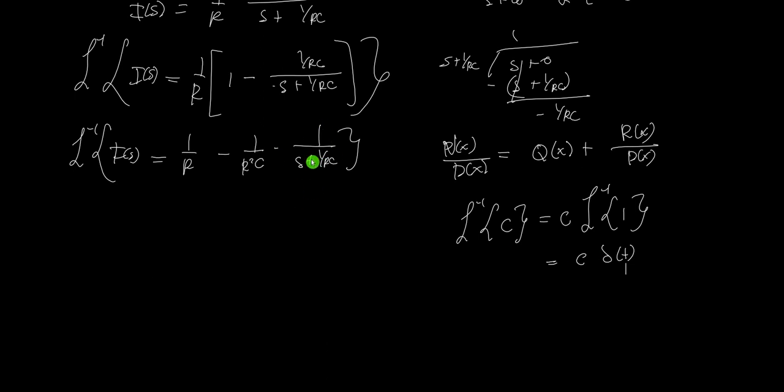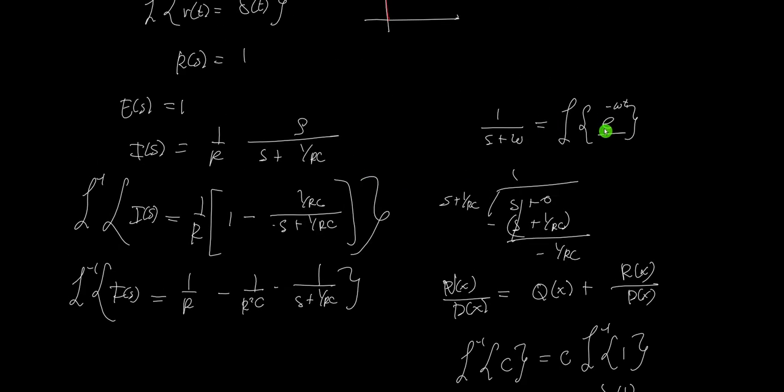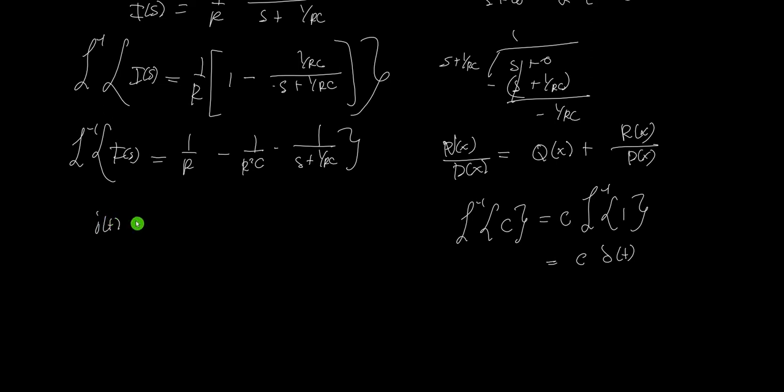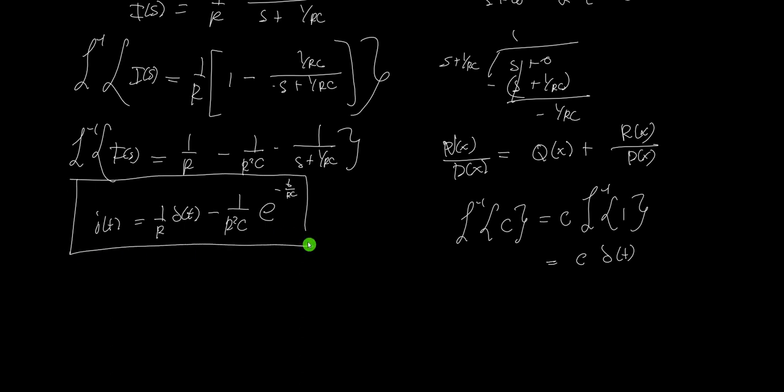And next, what's the inverse Laplace of this one, 1 over s plus 1 over RC? It's the same as this one, so it will be equal to e raised to negative something. So i of t now will be equal to 1 over R times this here. We have the Dirac minus 1 over R squared C, and you multiply with the inverse Laplace of this one. It's e raised to negative t over RC. And this will be our unit impulse response of an RC circuit.